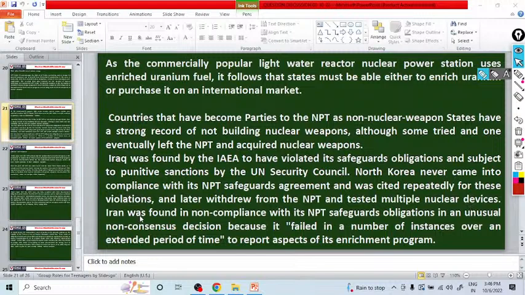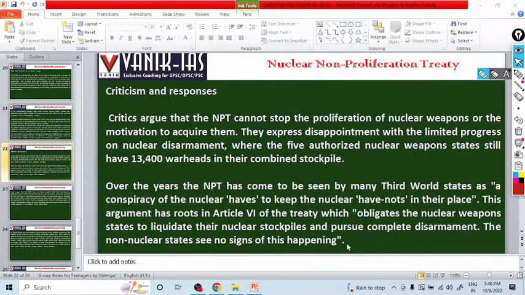Iran was found in non-compliance with the NPT safeguards obligations in an unusual non-consensus decision because it failed in a number of instances over an extended period of time to report in respect of its enrichment program. So these countries were neighbors.